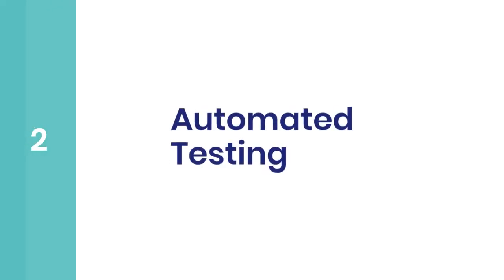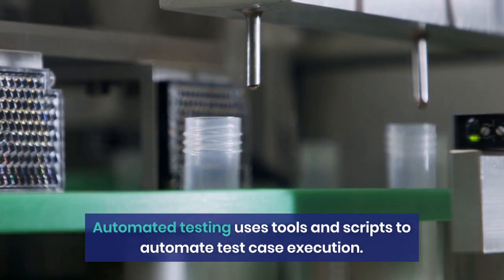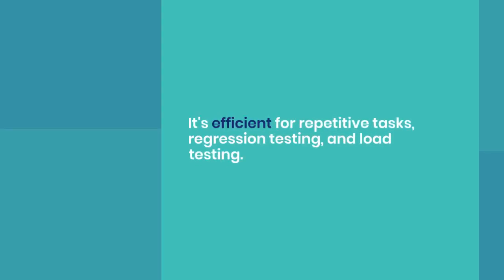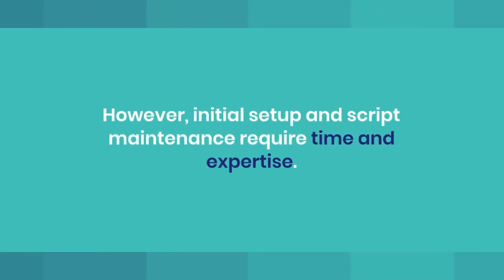For example, if we have to do one task many times, then we are going to talk about automated testing. Automated testing uses tools and scripts to automate test case execution. If we have to do repetitive testing, then we have to use automation tools. It is efficient for repetitive tasks, regression testing, and load testing. Pros include faster test execution and consistent results. However, initial setup and script maintenance require time and expertise, but it is a very efficient test.